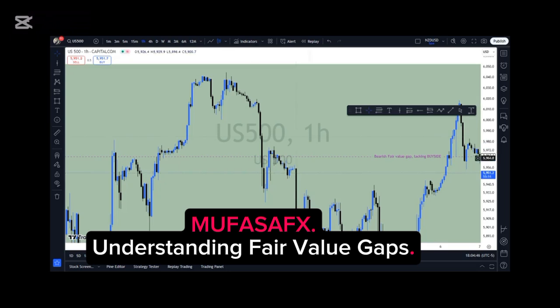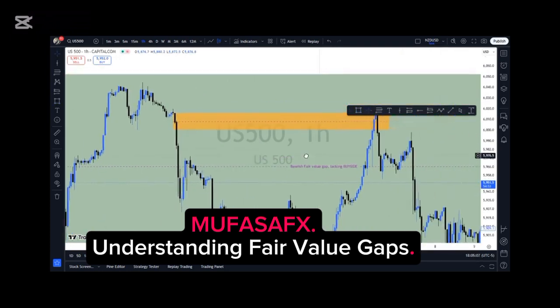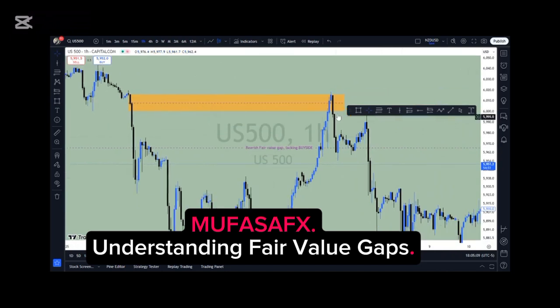So this is a fair value gap. It's a typical example of a sell side fair value gap. This is a sell side fair value gap. What am I saying? This is a bearish fair value gap. A bearish fair value gap. Why do I call it a bearish fair value gap?